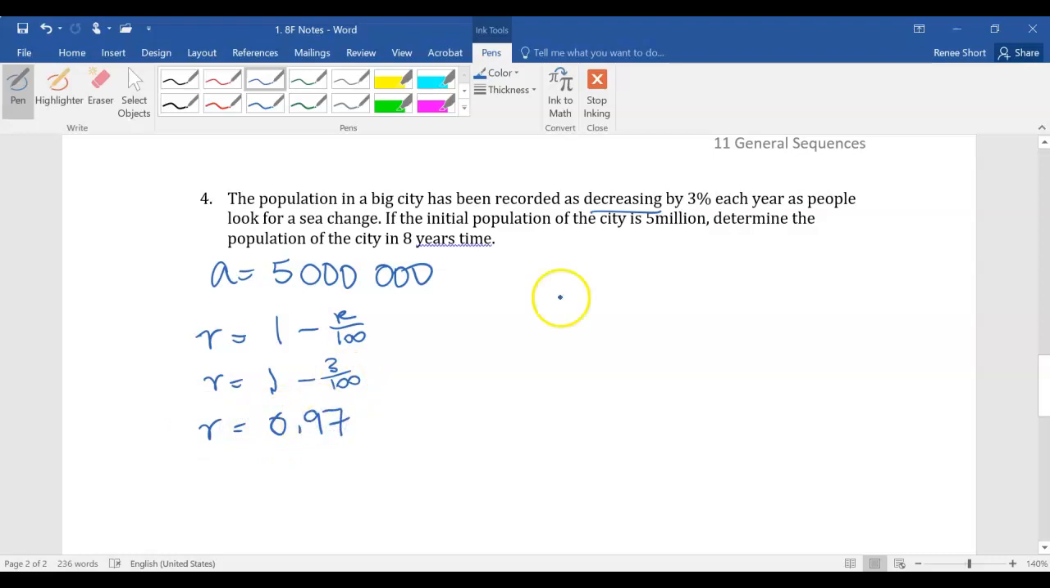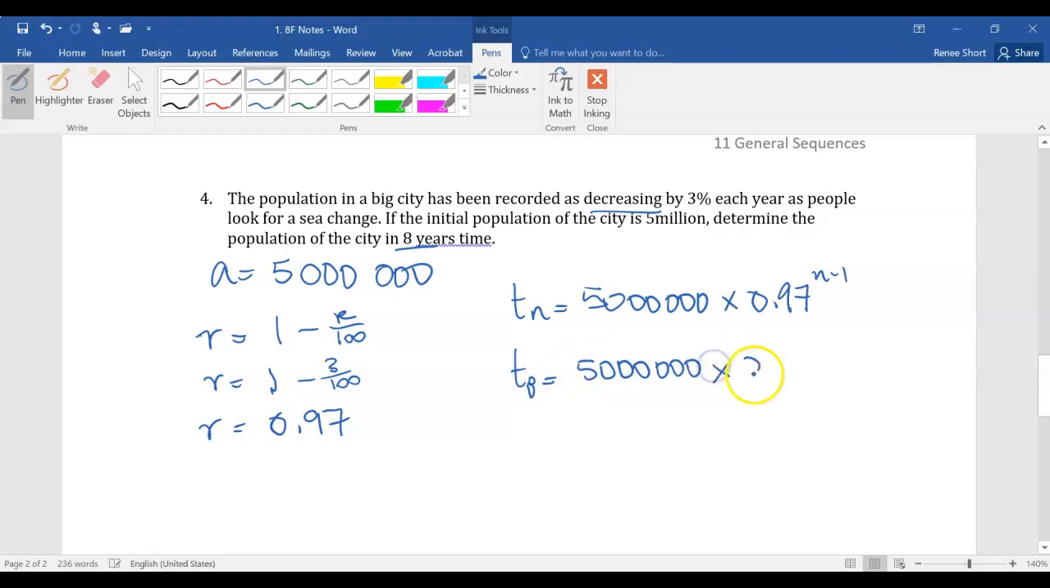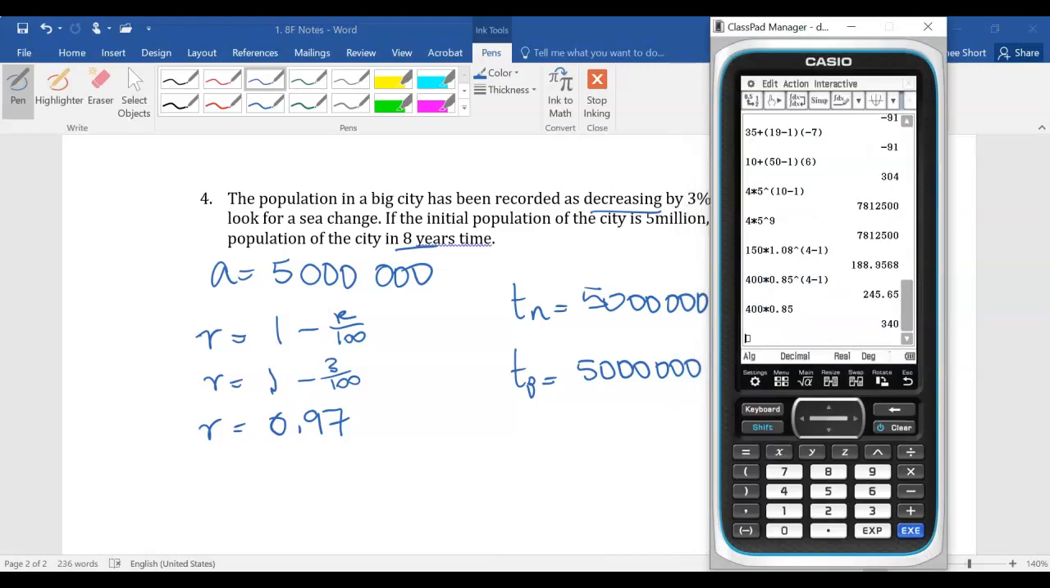Now, when I'm creating this rule, I'm going to have Tn equals 5 million, so 5 with 6 zeros, times 0.97 to the power of n minus 1. And if it wants me to find the population in 8 years' time, that wants me to then substitute 8 in for n. So I've got 5 million times 0.97 to the power of 8 minus 1.